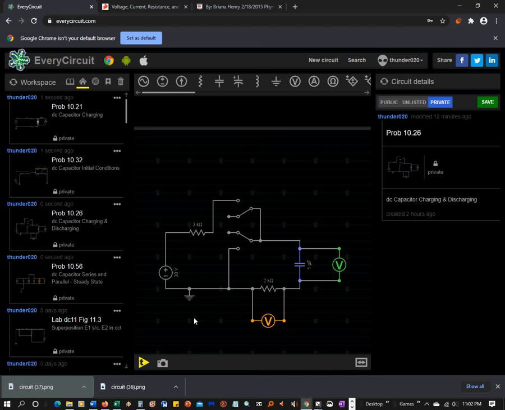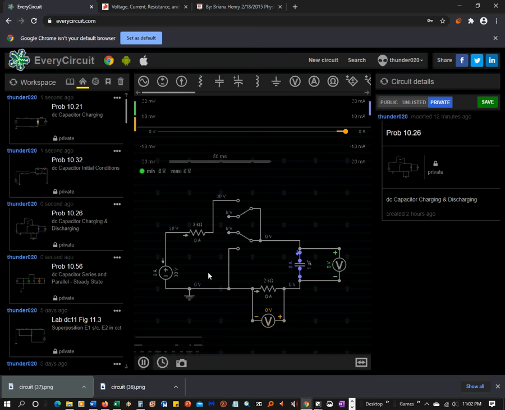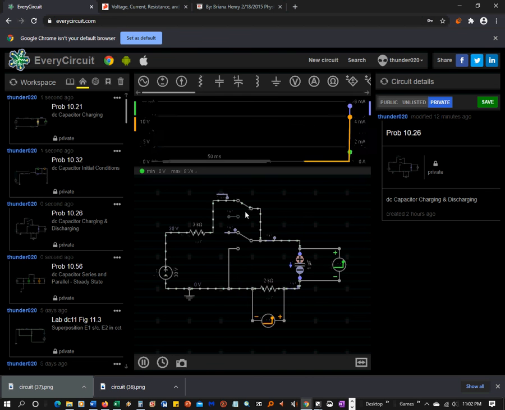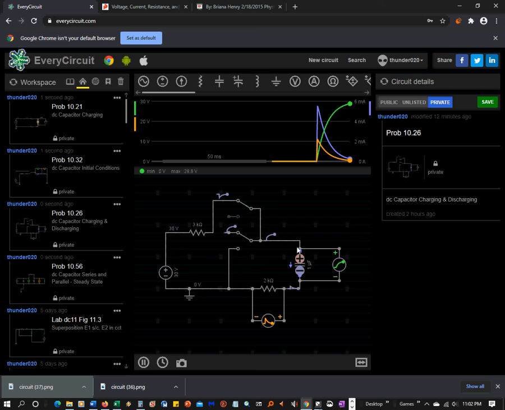Here's the circuit I built in Every Circuit. Every Circuit does not have a single pole 3-throw switch. It only has single pole double throw, I'm sorry, single pole. So I had to use 2 switches like this to do that simulation as 3. So if we turn on the timer and then flip it to position 1, you can see it's charging up here.